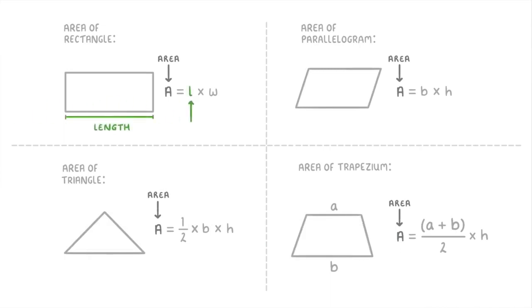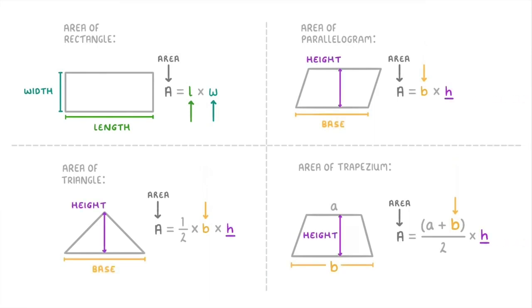Then L stands for their length, which is how long the shape is. W stands for width, which is how wide the shape is. B stands for base, which is just the length of the bottom side. And H stands for height, which is how tall the shape is. Then the last one is this lowercase a, which we find in the trapezium equation, and represents the length of the top side of a trapezium.